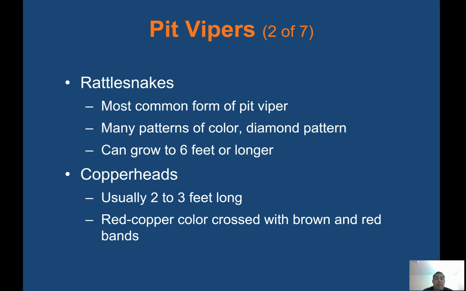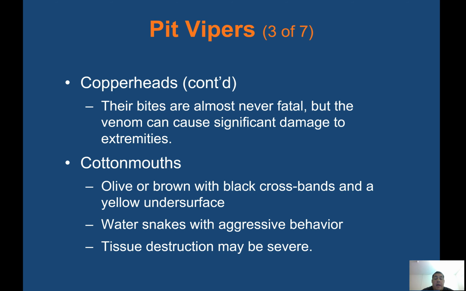So rattlesnakes, most common form of pit viper, many patterns of color, diamond pattern, can grow to 6 feet or longer. Copperheads usually 2 to 3 feet in length, red copper color crossed with brown and red bands. Their bites are almost never fatal, but the venom can cause significant damage to extremities. Cottonmouths, olive or brown with black cross bands and a yellow undersurface. Water snakes with aggressive behavior, tissue destruction may be severe.